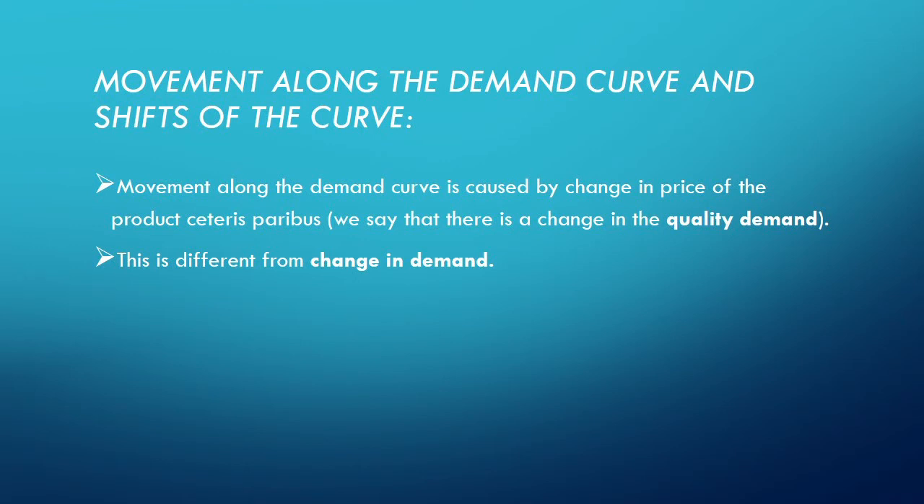Movements along the demand curve are caused by change in the price of the product, ceteris paribus. Whenever there is a movement along the demand curve, we explain it as a change in the quantity demanded. The demand curve remains the same, it is only a movement along the same curve. This is different from change in demand.